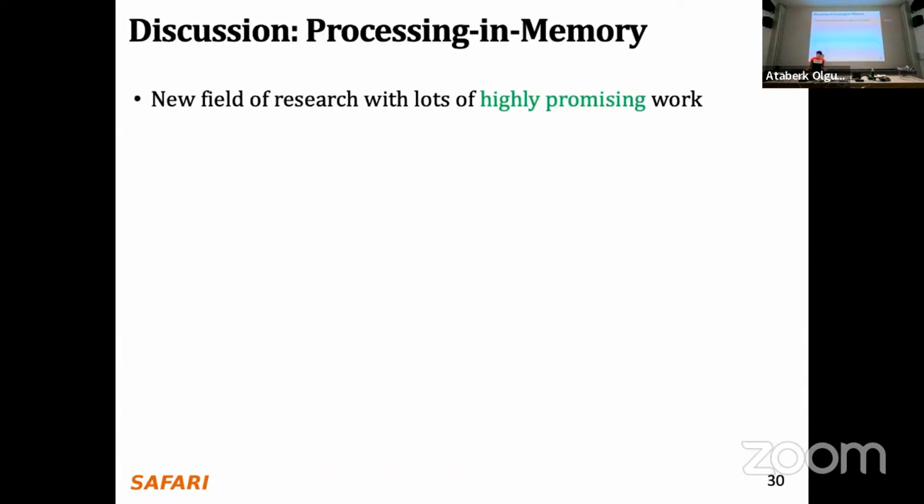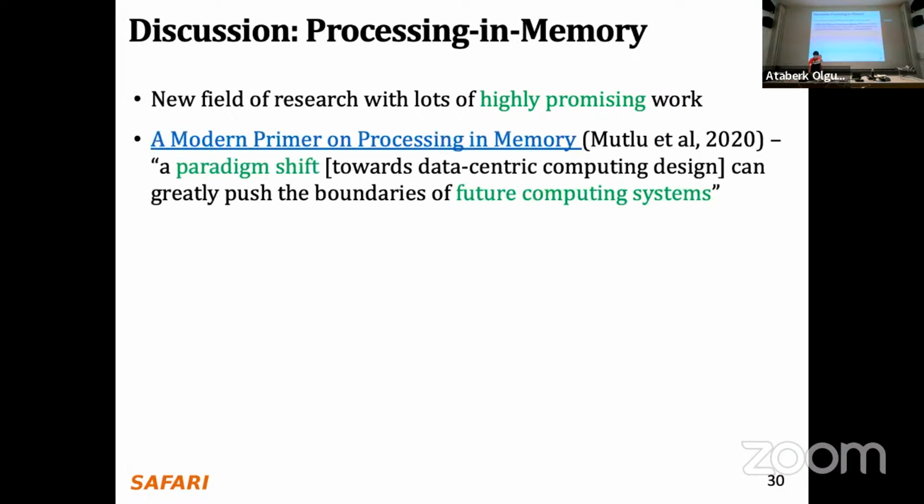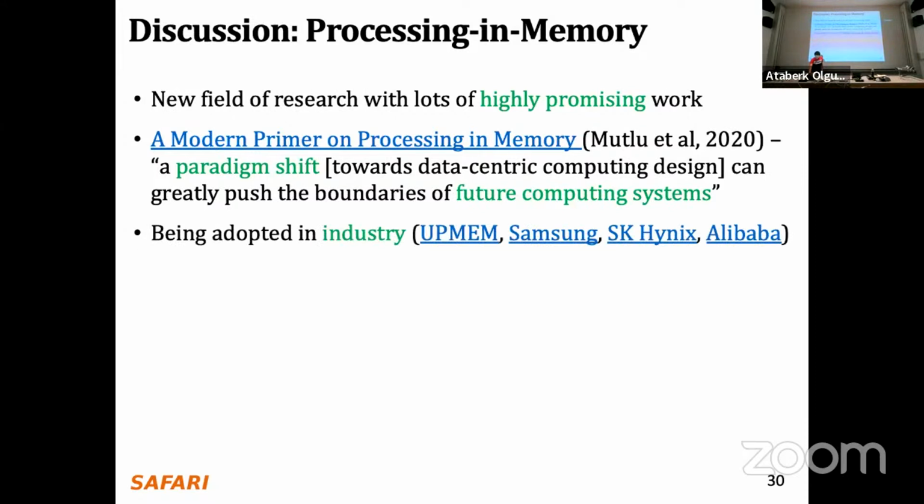Processing in memory, as we've seen, is a new field of research with a lot of highly promising work. The modern primer on processing in memory came out in 2020. In its own words, it says that a paradigm shift towards data-centric computing design can greatly push the boundaries of future computing systems. And it has been only 2 years since the publication of this primer, and we are already seeing processing in memory being adopted mainstream into industry.